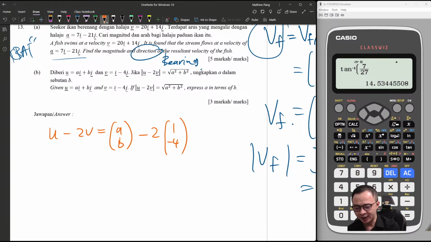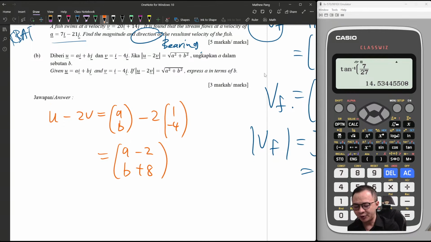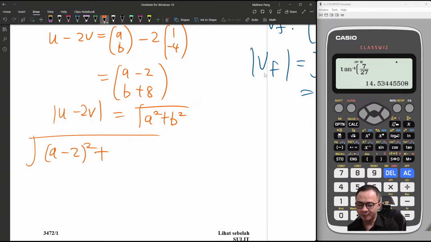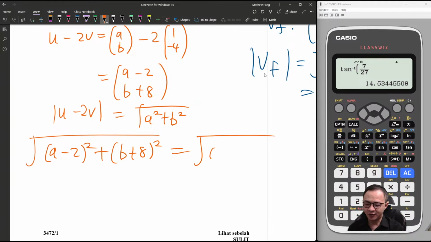Then this one is what? A minus 2, B plus 8. Okay, so then we do the magnitude of U minus 2V is equal to the square root of A squared plus B squared. So this one is the square root of (A minus 2) squared plus (B plus 8) squared, equal to the square root of A squared plus B squared.